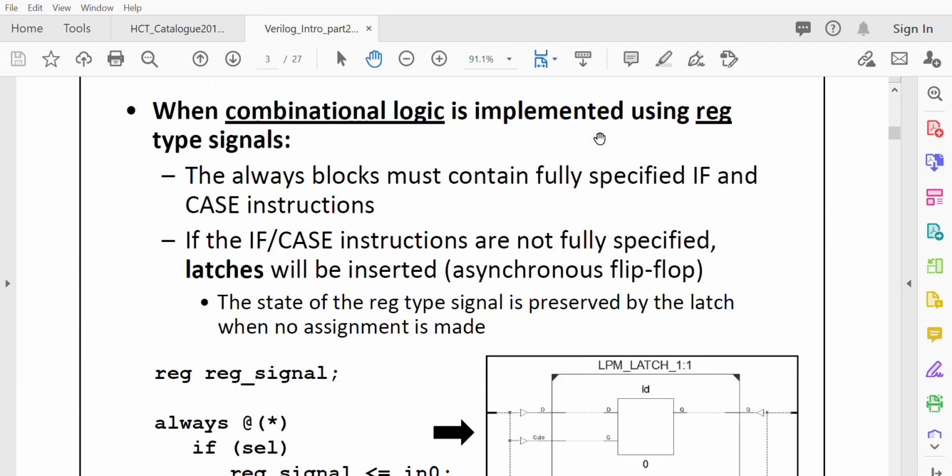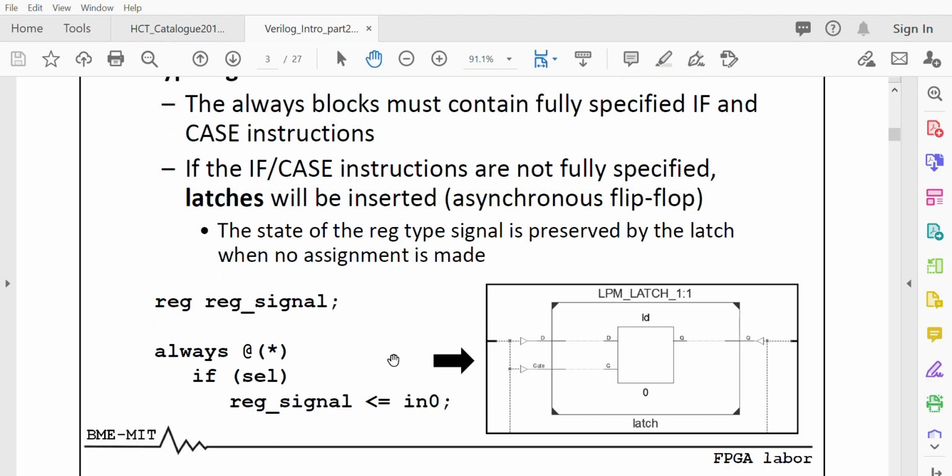When combinational logic is implemented using reg-type signals, the always blocks must contain fully specified if and case instructions. If the if and case instructions are not fully specified, latches will be inserted. So the synthesizer will create latches, and latches are not good components in digital logic in the context of chips and FPGAs. The state of the reg-type signal is preserved by the latch when no assignment is made. So this is logical for the synthesizer to insert a latch, but this is not something we want.